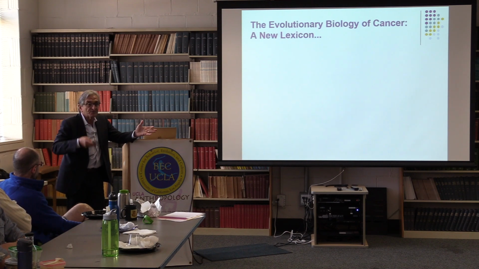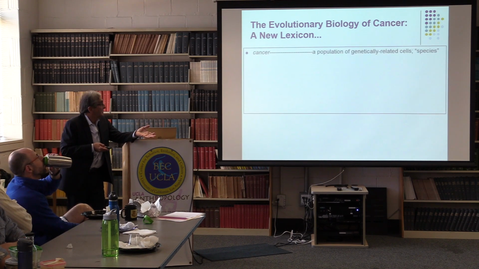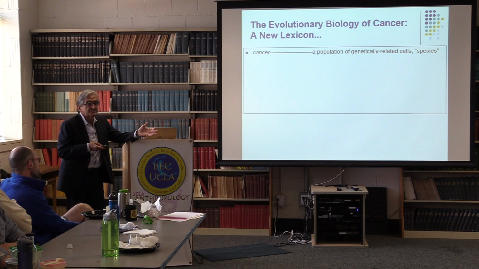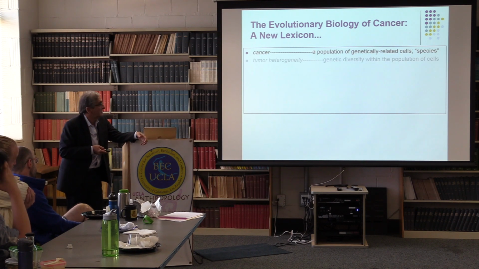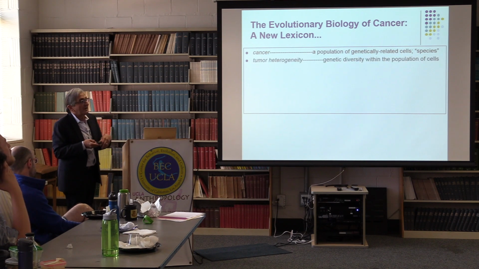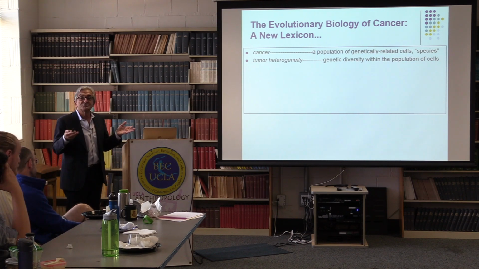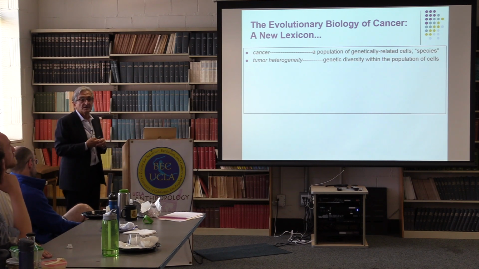And I know some of you have heard me speak before, I really think we need a new lexicon. Cancer then is not a cancer, it's a population of genetically related cells. It's a new species invading the ecosystem of the body. And when we talk about tumor heterogeneity, it's simply the genetic diversity within the population, and one can actually measure that. How much diversity is in this cell population versus that one. We actually have evidence that the more genomically diverse a cancer is, the harder it is to treat, the worse those patients do.